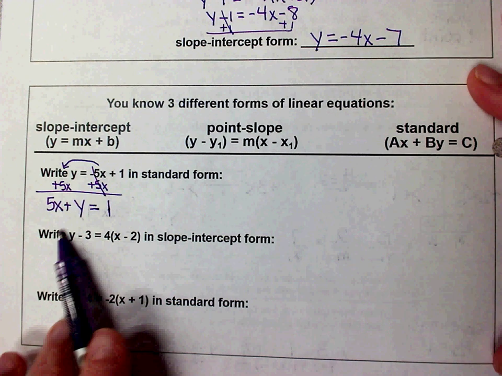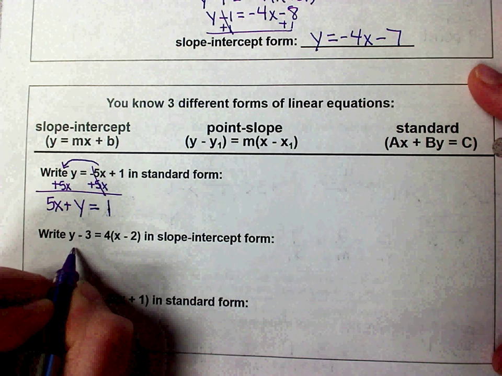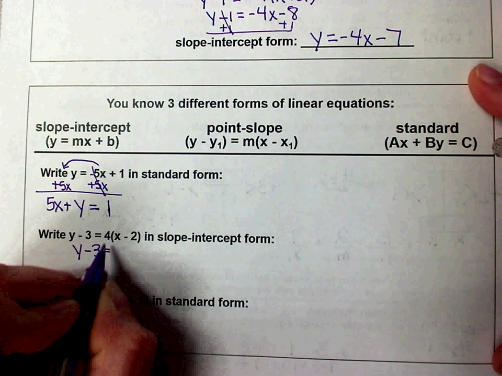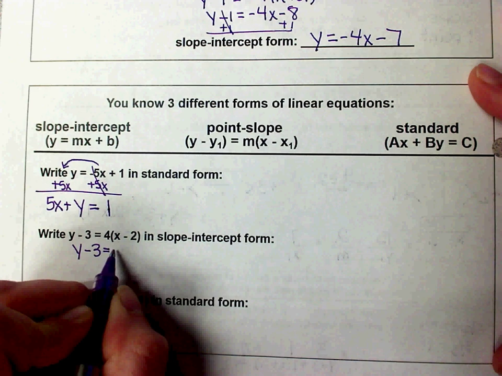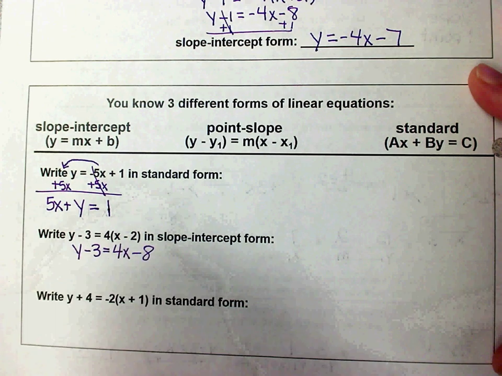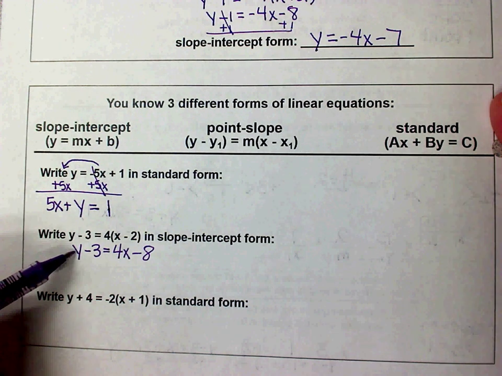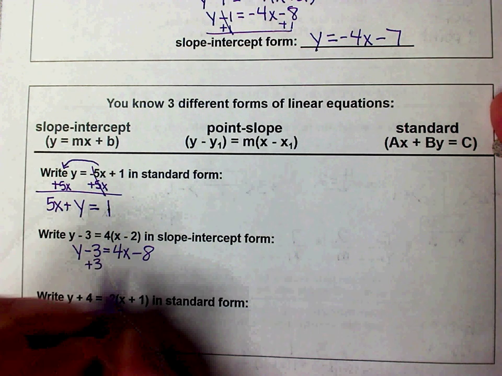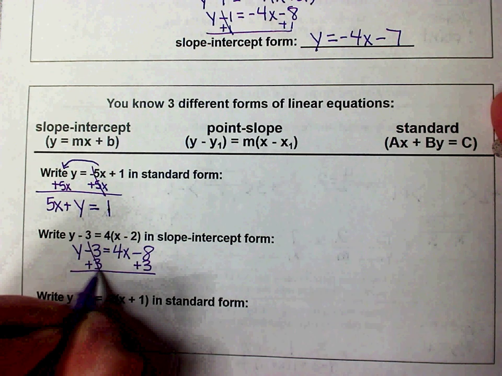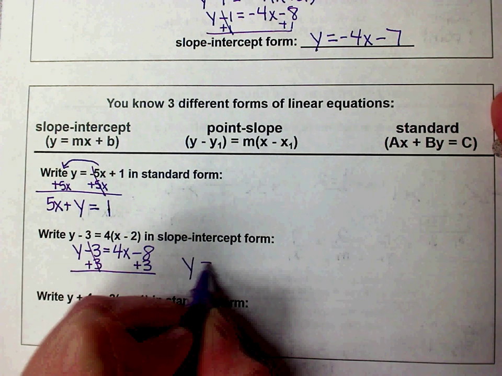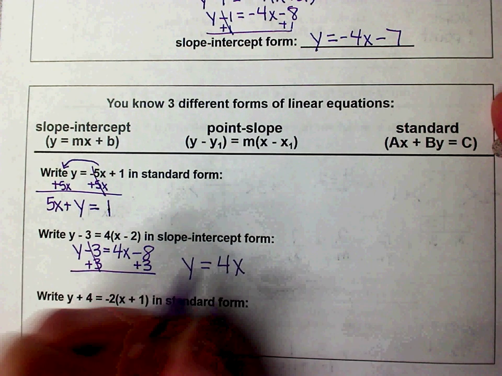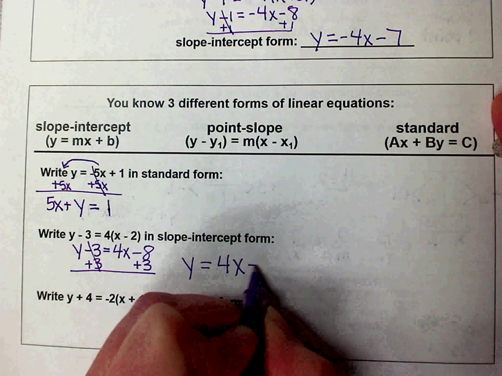Alright, this is already filled in for us, so we just got to clean it up. So y minus 3, distribute your 4. Last step, get y by itself, so add 3 to both sides. Okay, then we got y equals 4x, and a -8 plus 3 gives me a -5.